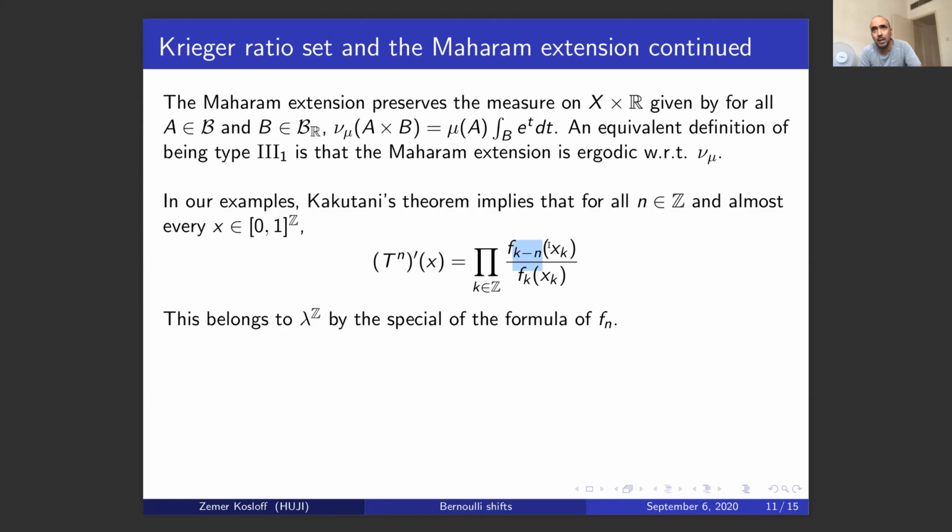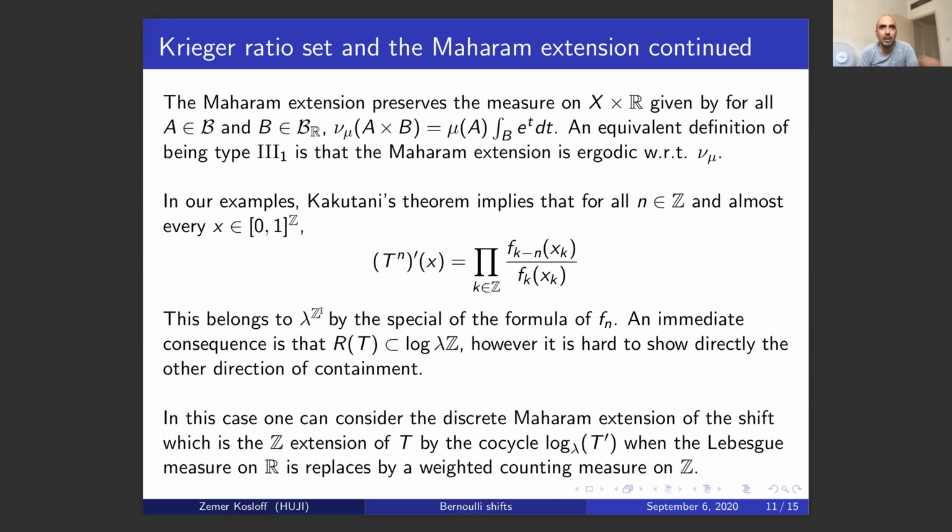So it's a ratio of two densities, and each one of these densities takes values 1, lambda, or 1 over lambda. So as a consequence, you'll see that the Radon-Nikodym derivative always takes values in lambda to the integer powers because of the special formula of the construction. So if you look back at the definition of the ratio set, that will already imply to you that the ratio set is contained in log lambda times Z, and in particular, you cannot be type III-1, for example.